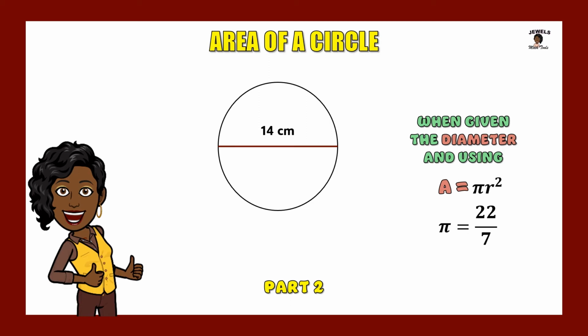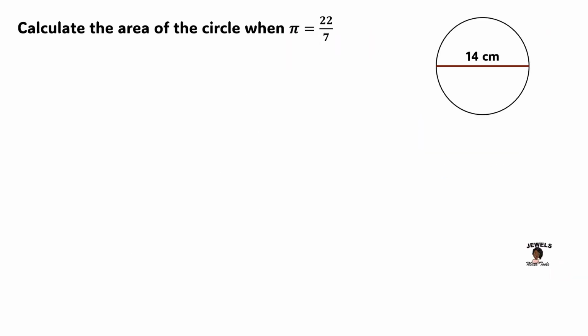In our session today, we will be calculating the area of our circle when we're given the diameter and using pi to equal 22/7. And if you're ready, let's get started. So in our example today, we are going to be calculating the area of our circle when our pi is equal to 22/7. And as always, remember, always begin by first writing out your formula so that you can keep a focus on what it is you need to do.